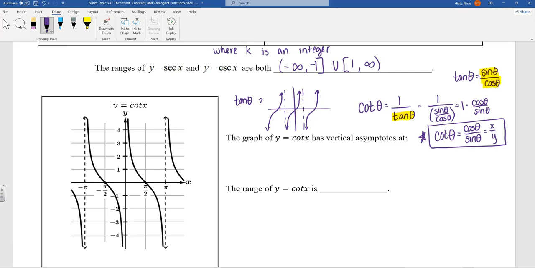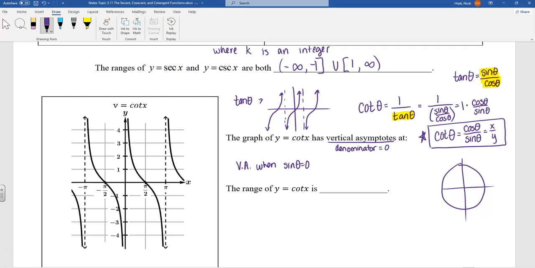Okay, so if I'm thinking about where cotangent has vertical asymptotes, right? We're going to have vertical asymptotes when the denominator is equal to 0, which means we're going to have vertical asymptotes when sine of theta equals 0. Now, the reason I want to go back to sine and cosine is because sine and cosine are easier to think of from that unit circle, right?